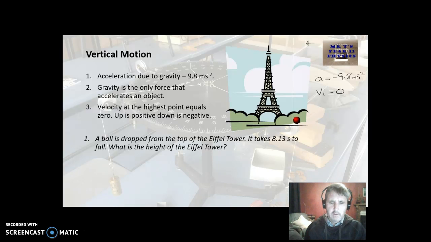Okay, so let's have a look at this. We can see there's a piece of information here, so we're going to underline this. This is the time. So the time for this problem equals 8.13 seconds. It's an important quantity that we know. Now remember, we already know that because we dropped it from the start, that VI equals 0. We know that especially from this question that it says it's been dropped. So when we say it's been dropped, we are inferring that it started from 0 velocity.